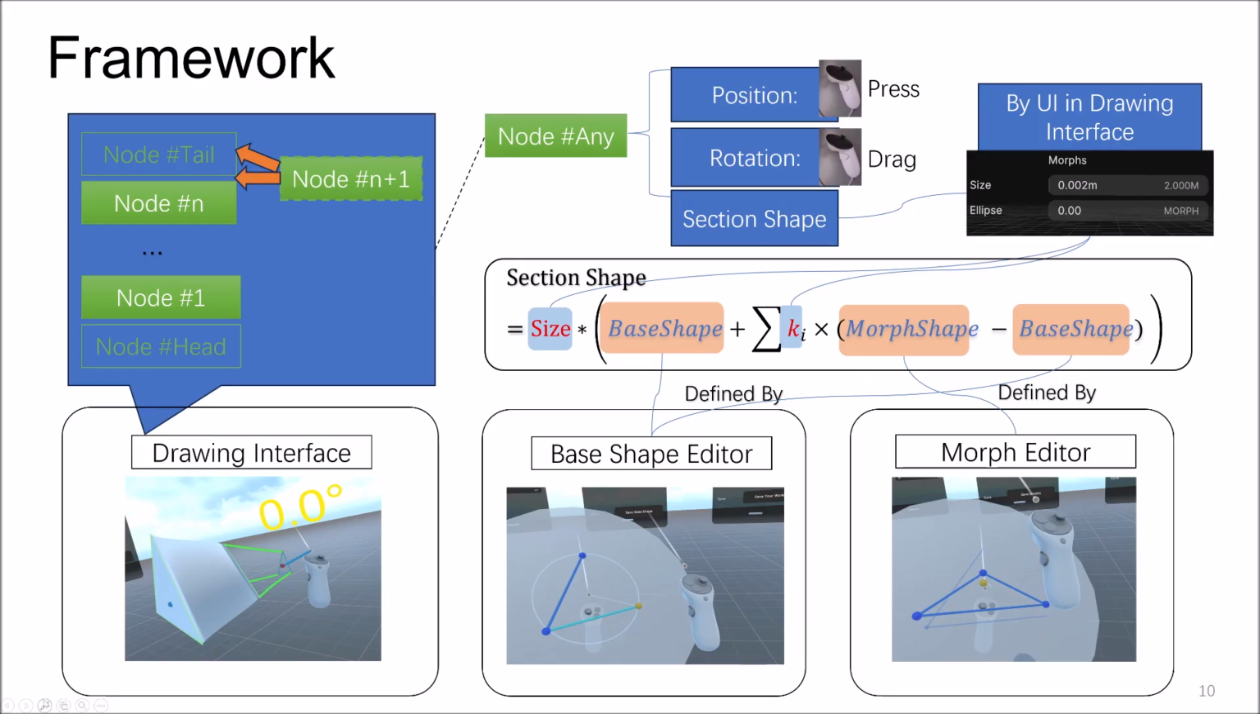When drawing any shape, the skeleton of the shape can be considered as a sequence of nodes. Each node consists of a rotation, position, and section shape information. With blending, the widths of the blend are controlled by the user through UI interfaces.